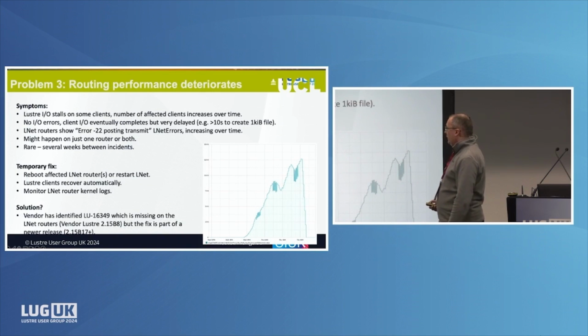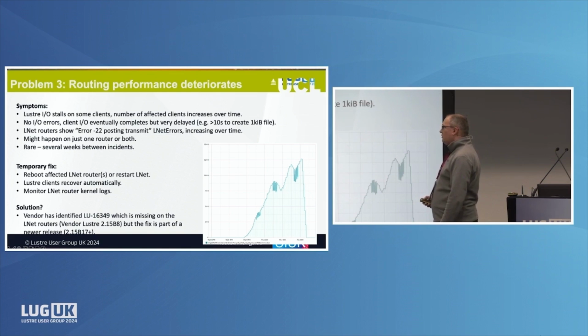Another problem that we hit after we moved to production was that our LNet routing performance was starting to deteriorate. That happens relatively rarely, so I think we've seen it 3 times in production, but with basically several weeks between the incidents. So symptoms are, again, quite similar to what we've seen before.